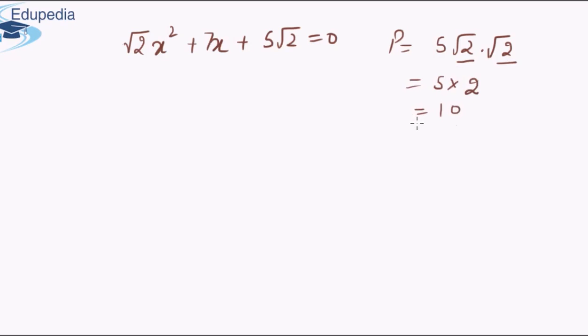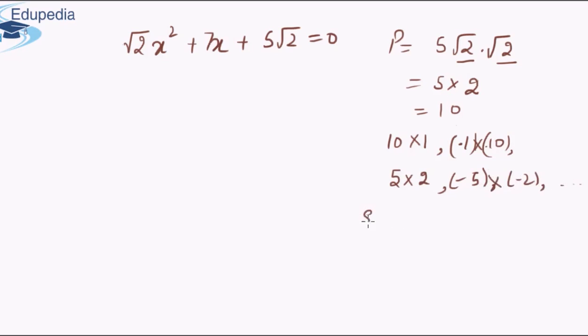Its factorization will be 10 into 1, 1 into 10, which is one and the same thing, negative 1 into negative 10, 5 into 2, minus 5 into minus 2, and so on, whereas the sum is 7.